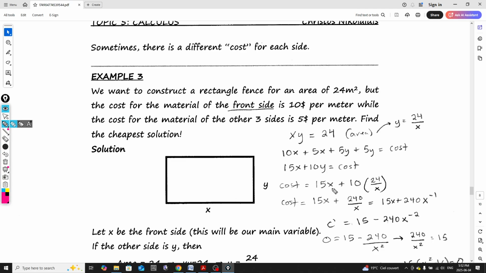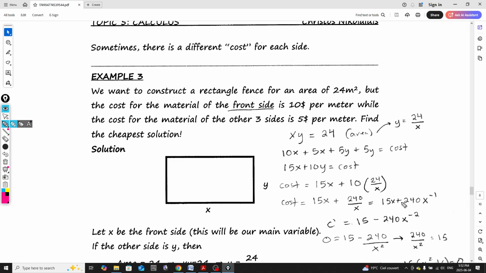So now I have this new equation, 15x plus, when I substitute this in here, I get 240 over x, which is this bit right here. This is now my cost equation that contains only one variable, and I want the cheapest solution. That means I'm going to try to minimize that cost. So I'm hoping to get a minimum with this.